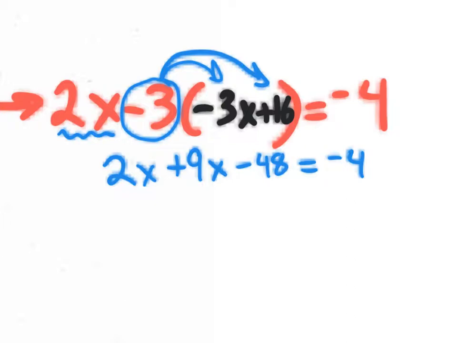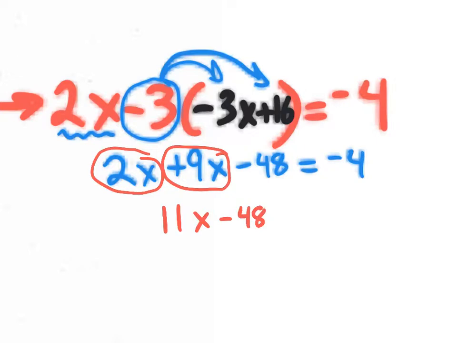So on the left side of the equal sign, there's 3 terms, 2 of which I could combine. I could combine the 2x plus 9x, and you just do this in your head. 2 x's plus 9 more x's is going to be a total of 11 x's. Bring down the minus 48. Bring down the equal sign, bring down the minus 4. Now you want to get x by itself on the left side. So you want to get rid of the 11 and the 48. You get rid of the 48 first.